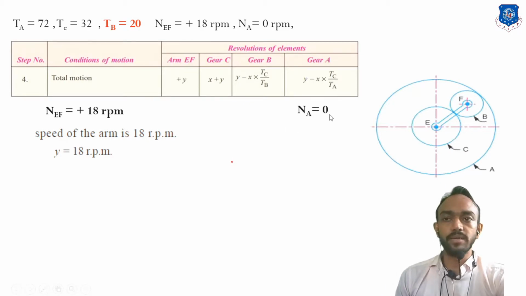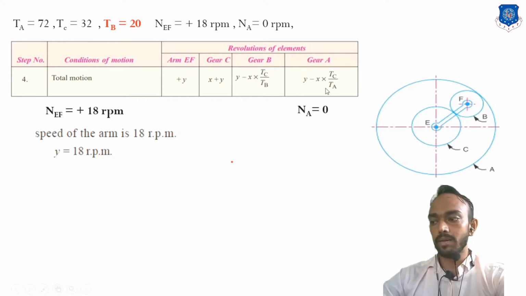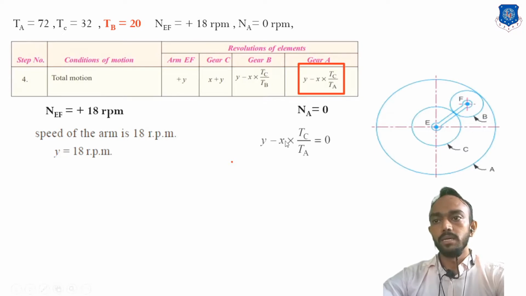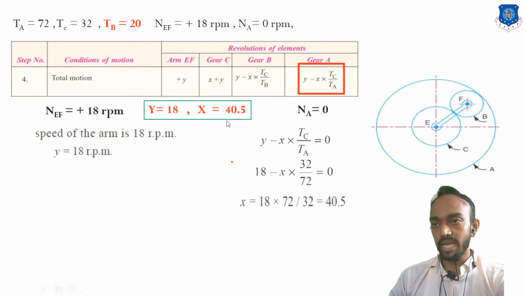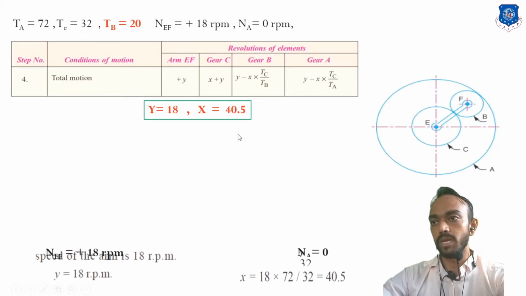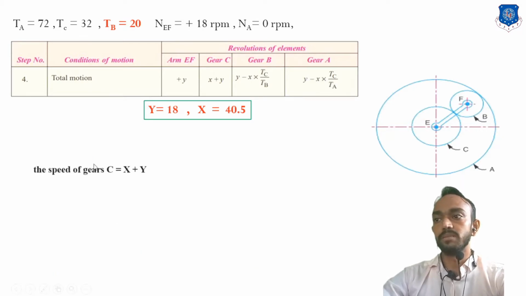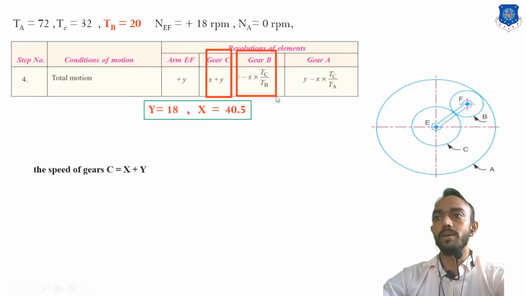The RPM of A is given as 0, and in our table the RPM of A is this. So we will compare that and find X and Y. Y is already known, so we can find X here. When the values of X and Y are known, you can find any RPM from our table. So let's find the RPM of C, whose value is X plus Y. So the RPM of C is X plus Y, and the RPM of B is Y minus X.